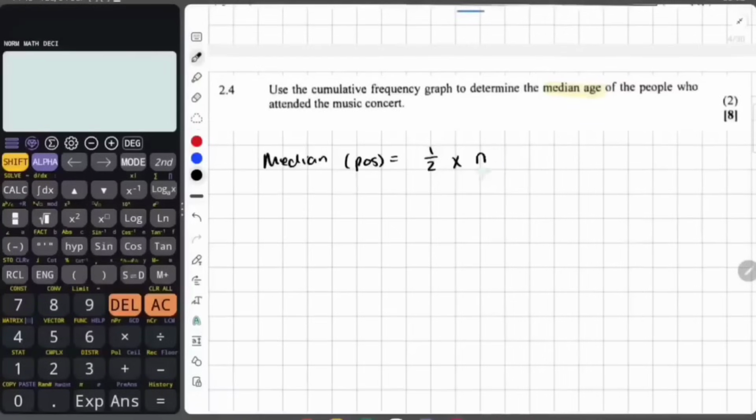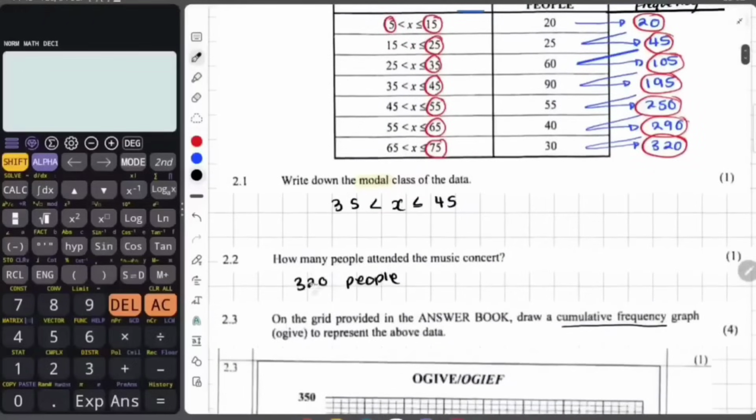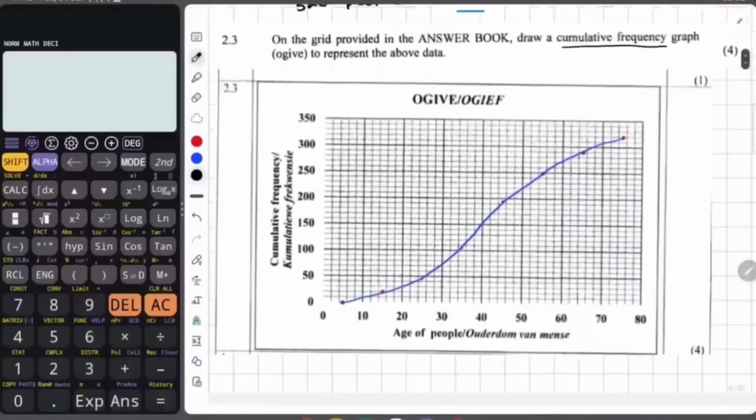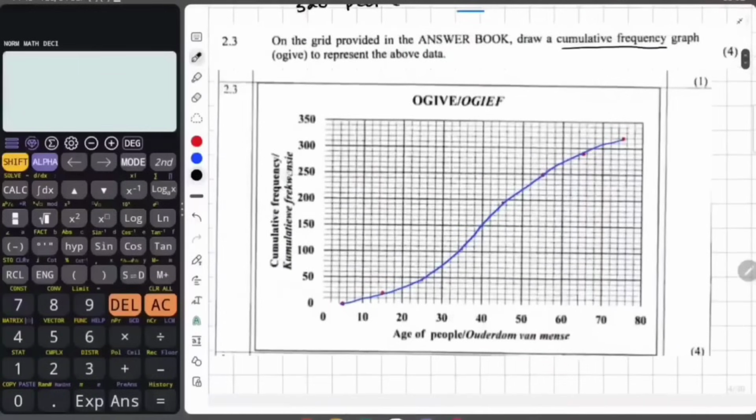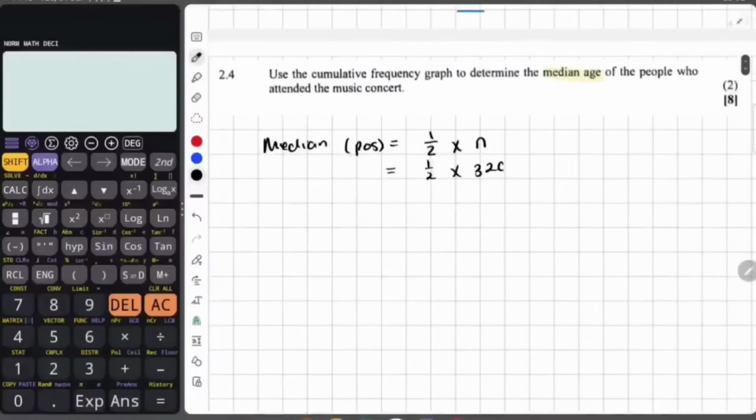Okay, so that would be n, the total frequency. Now, the total frequency or the total number of people in this data is 320. We already know that from here. There's a total of 320 people. So you will notice it's always going to be the total that you found in the cumulative frequency. So that is 320, and let's see what that gives us. Okay, half of 300 is 150, half of 20 is 10, so that's 160. Okay, so that is the position.